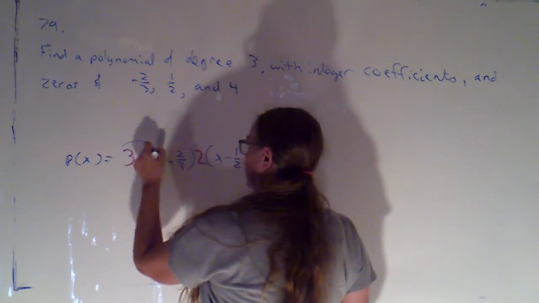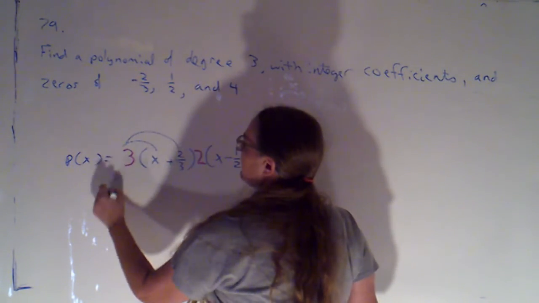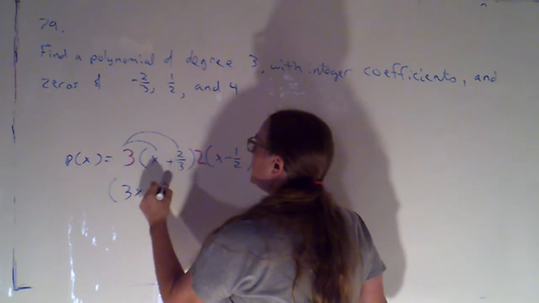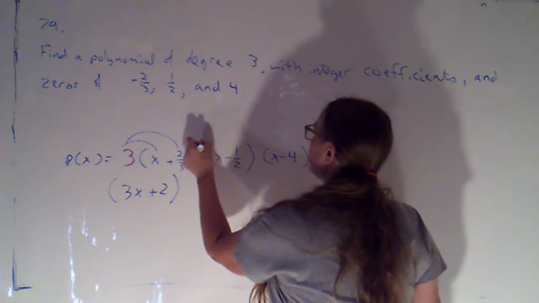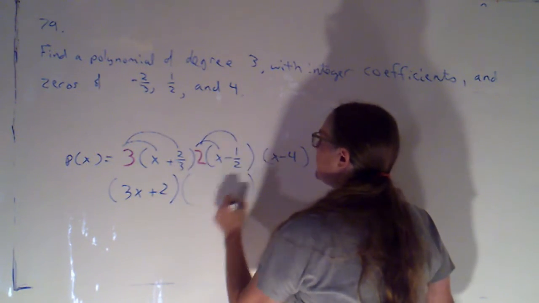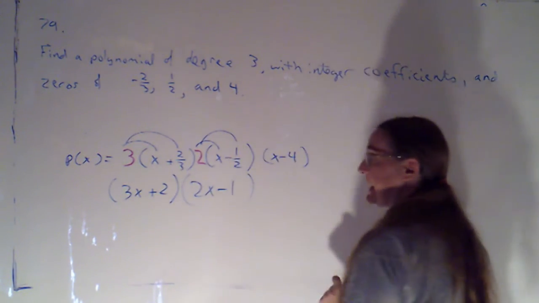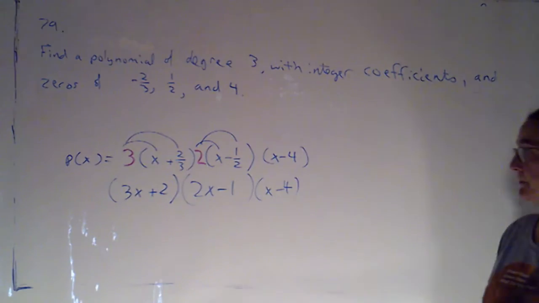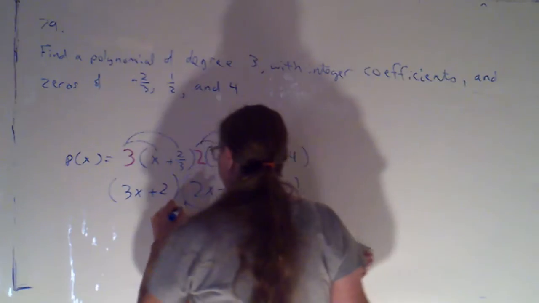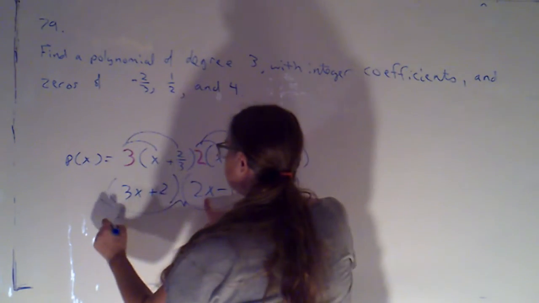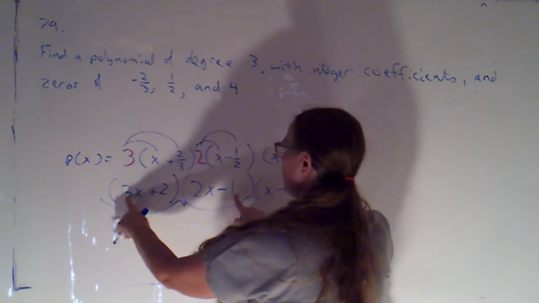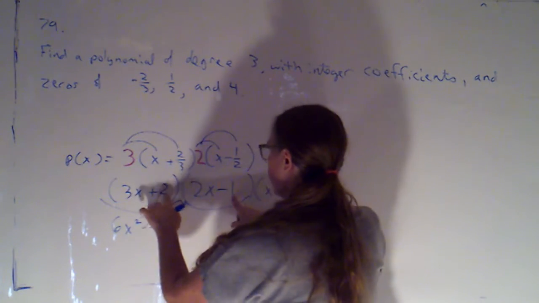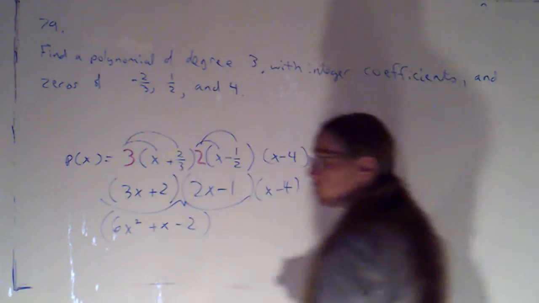I'm first of all going to eliminate the fractions by distributing that 3 to this factor so that I get 3x plus 2. And I'll distribute the 2 to this factor so that that becomes 2x minus 1. And then I'll have to multiply all of that by x minus 4. So let's just FOIL out the first two. That's going to give me 6x squared minus 3x plus 4x is plus x. And then the last terms give me a minus 2.